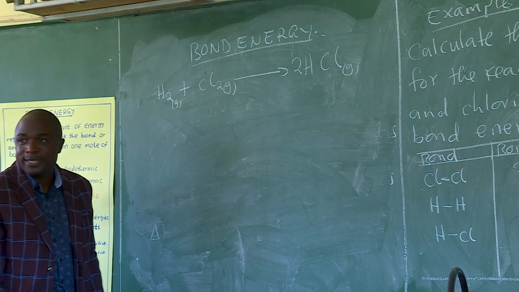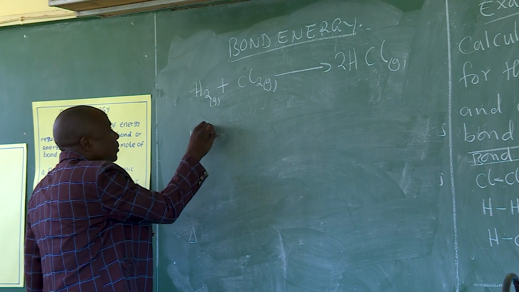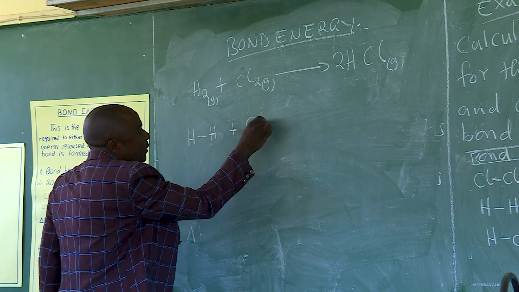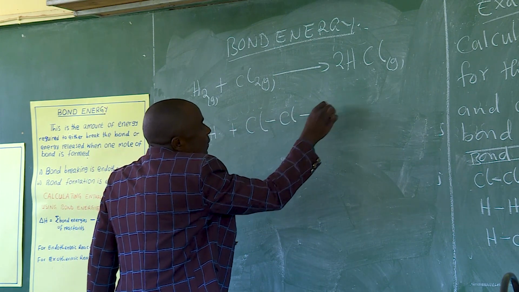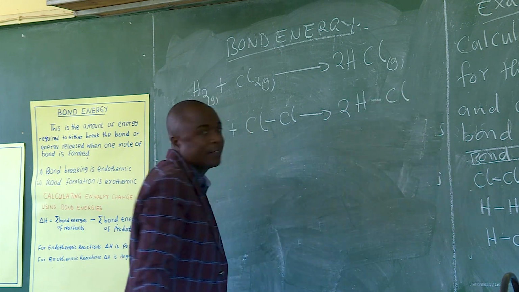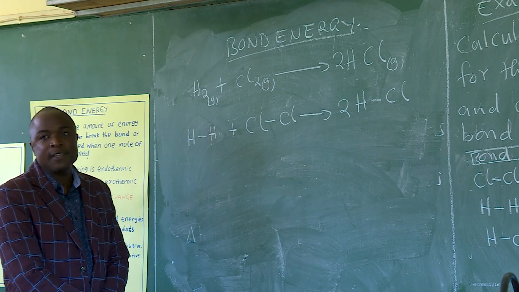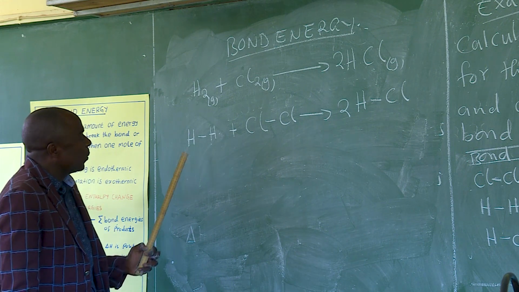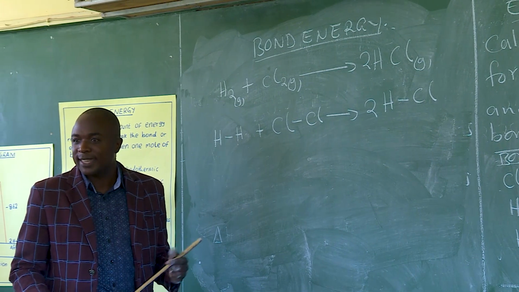So, what are we supposed to do? We are supposed to show it in structure form. We have the hydrogen to hydrogen bond reacting with the chlorine to chlorine bond. Then this gives us 2 hydrogen to chlorine bonds. Are we okay? Yes.